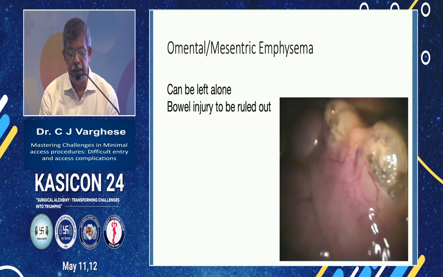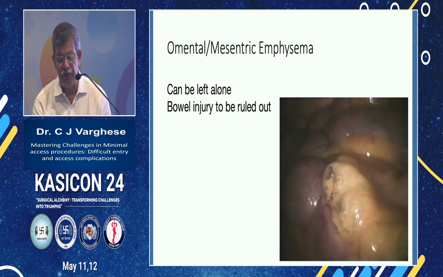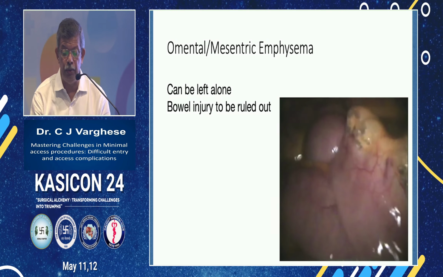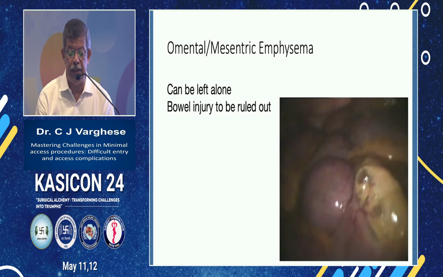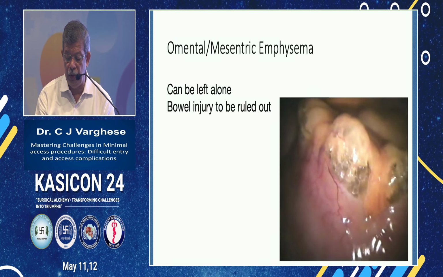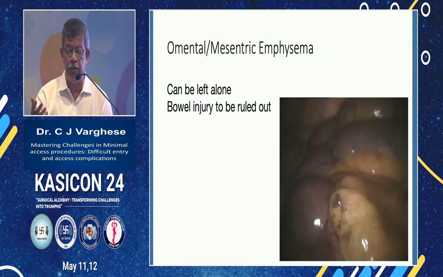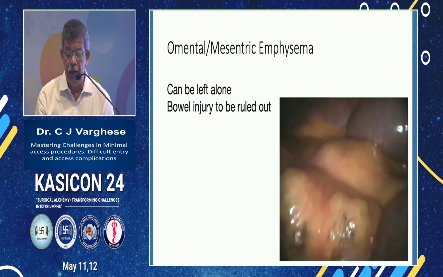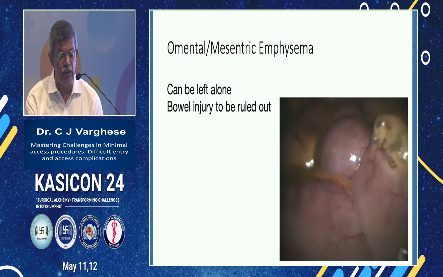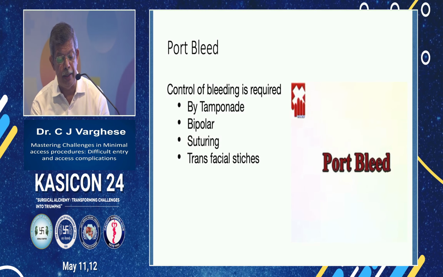Now here you see that the bowel mesentery is insufflated with the gas. Again, you have to make out whether there is any injury or not to the bowel. So you have to rule that out. Sometimes the anti-mesenteric border of the bowel would have been injured. So sometimes you have to do some dissection and find out everything is okay. And if there is a bowel injury, definitely it has to be repaired.